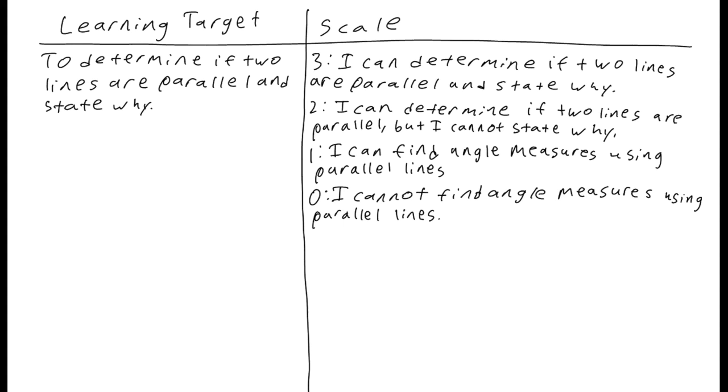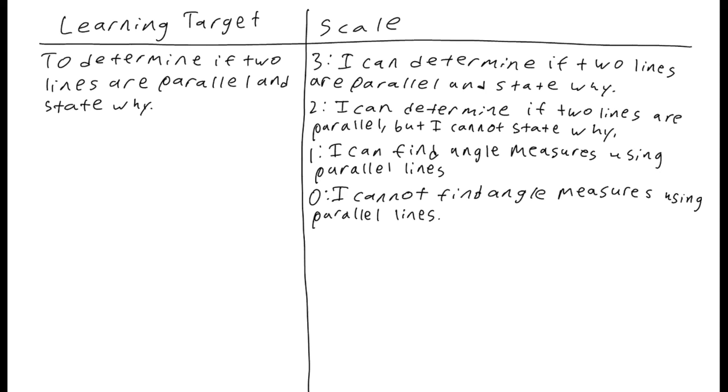The learning target for today is to determine if two lines are parallel and state why. The scale: you're a 3 if you can determine if two lines are parallel and state why. 2, you can determine if two lines are parallel but you can't state the reason why. 1, you can find angle measures using parallel lines, which is the learning target from the previous lesson. And 0, you cannot find angle measures using parallel lines, because if you can't find angle measures using parallel lines, then you're going to have a hard time determining if two lines are parallel.